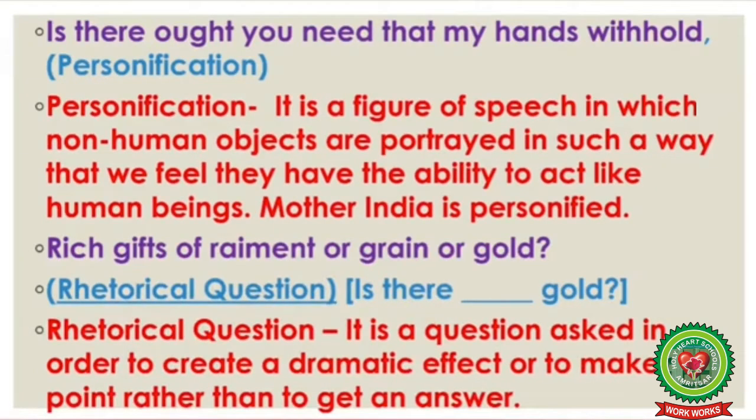Now let us start with the explanation of the poem. Now see the first two lines. Is there aught you need that my hands withhold? Rich gifts of raiment or grain or gold. So the poem opens on an intense note as India is personified as a compassionate and grieving mother who has just lost her brave sons who fought bravely for the British during World War I.